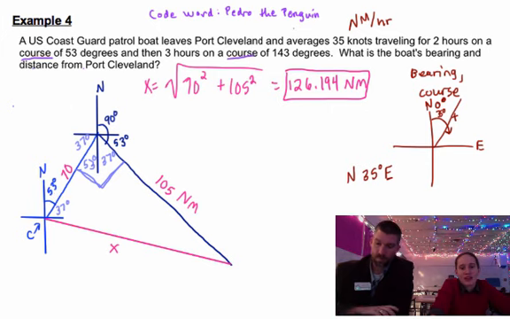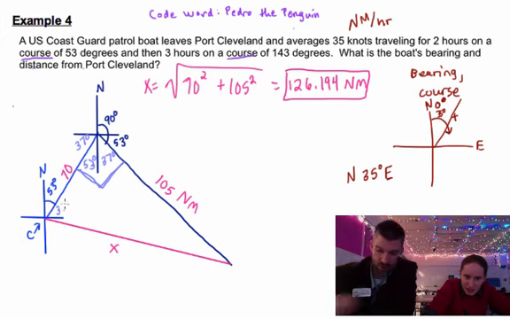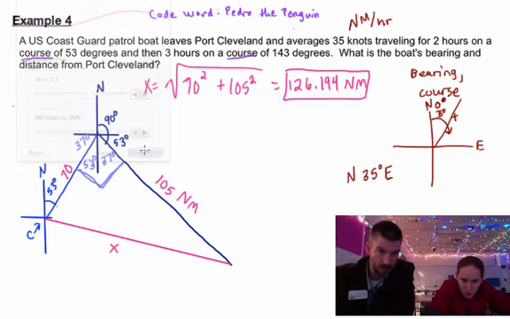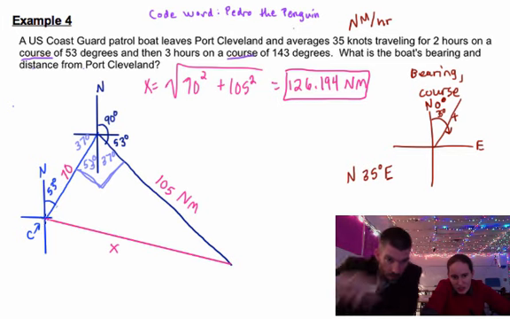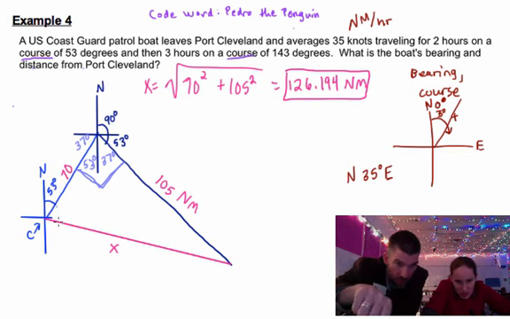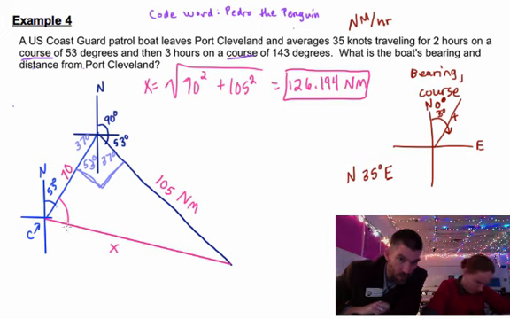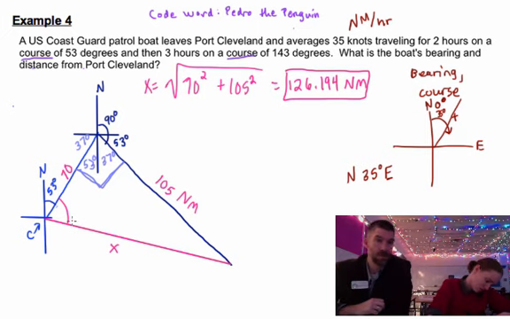Okay, we need to find that angle. I'm going to do a little bit of strategic erasing here, because I felt like that was going to get in our way. We need to figure out the whole angle from blue to pink, the light blue. That's the angle we need to figure out, because whatever that is, we're going to add to 53 to get our bearing.